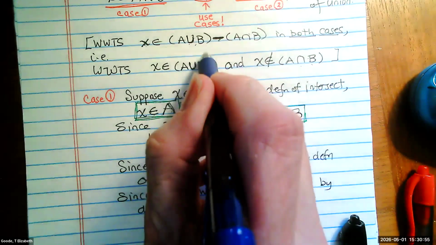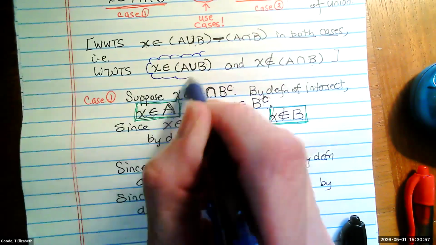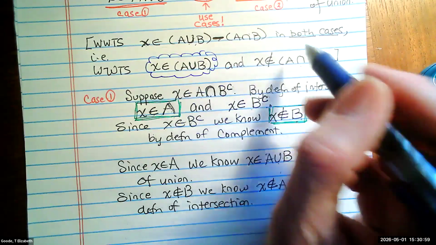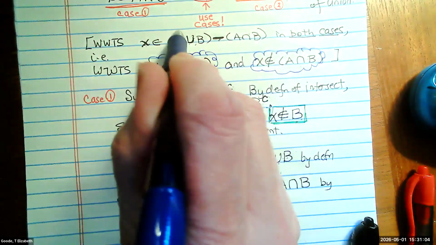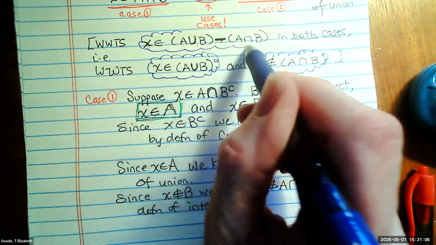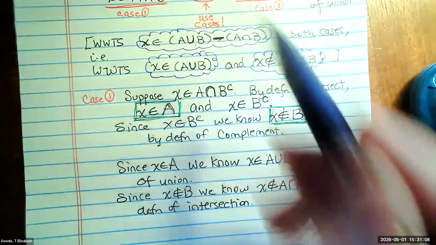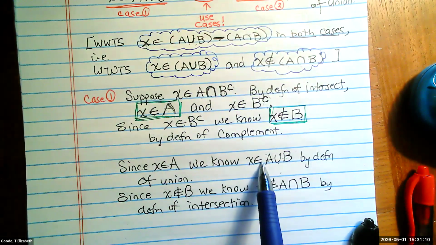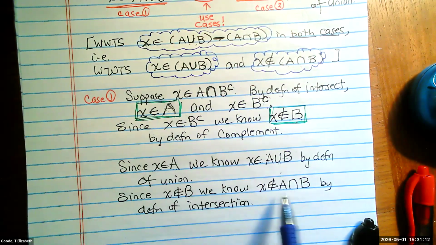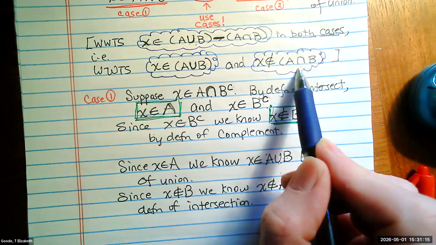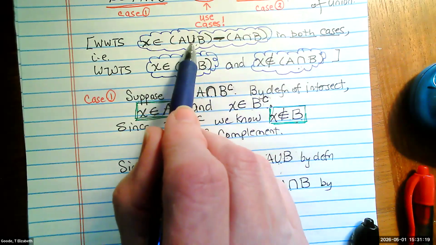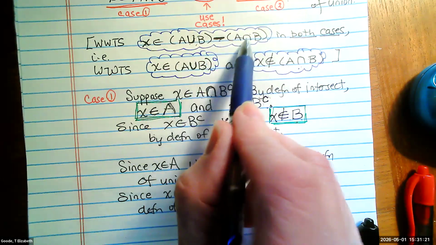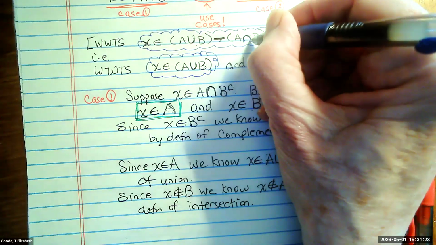So look, we just got, see, this was our wish. We wished to show that X was in A union B, and we wished to show this because our ultimate wish was to show that X is in this set difference. Well, we're there. We've got that X is in A union B, and we've got X is not in A intersect B. So we'll be able to say X is definitely in A union B minus A intersect B by definition of what?